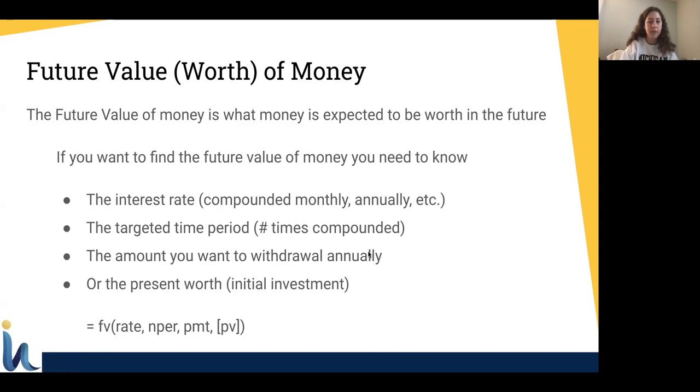The targeted time period, like we said, if it's 1 year and it's compounded monthly, that'd be 12 periods because you're applying it to your money every month. But if it was annually for 2 years, it'd only be 2 interest periods. And then you want to know the amount you want to withdraw annually or the present worth. You can input either of those.